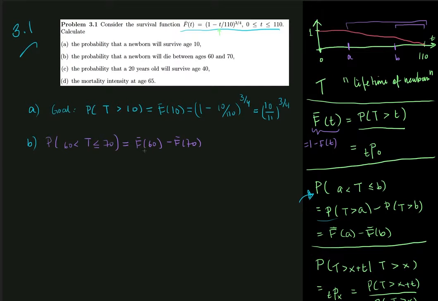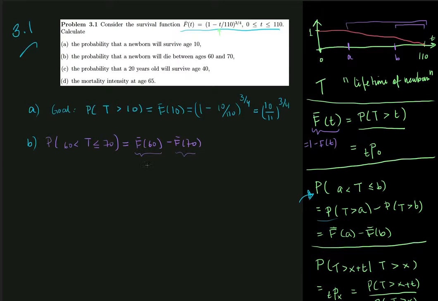So when we have something like this, F bar of 60 minus F bar of 70, what we have is one bigger number minus a smaller number. Not because this is wildly significant or anything, but it's just good to have in your head so that you don't mix it up and write F bar of 70 minus F bar of 60 and then you get a negative number. So just remember that.